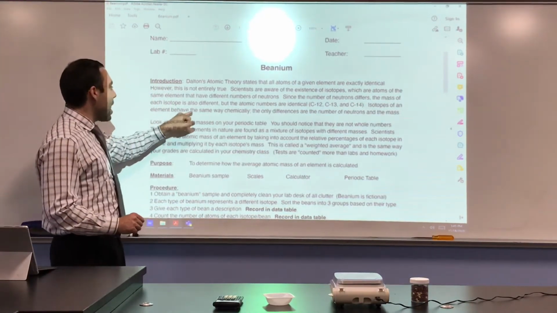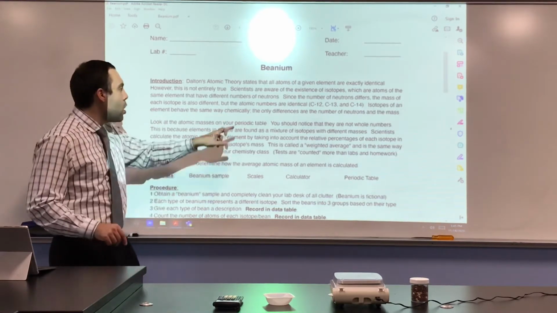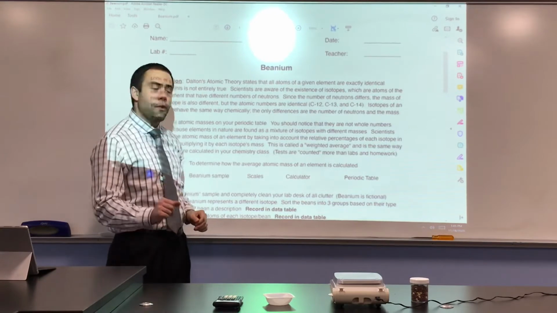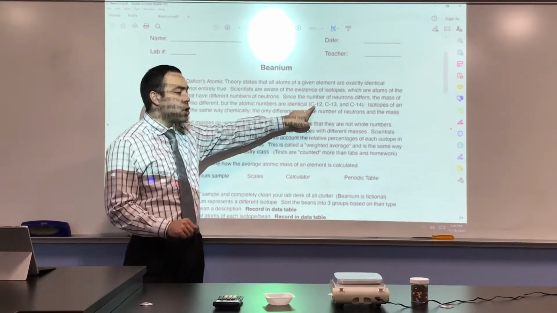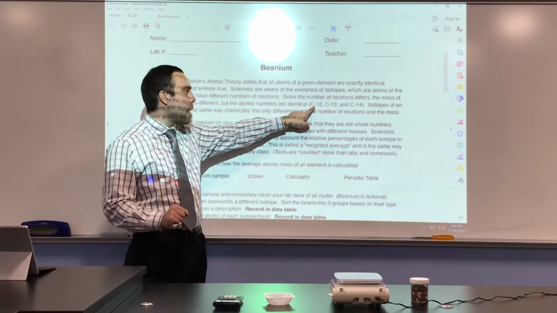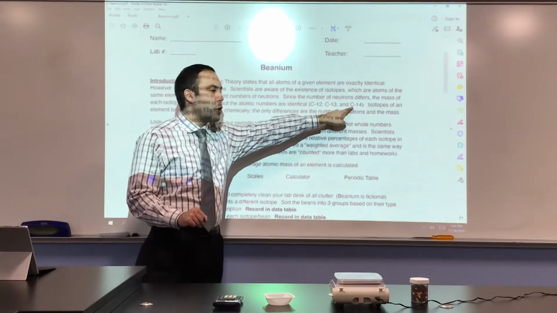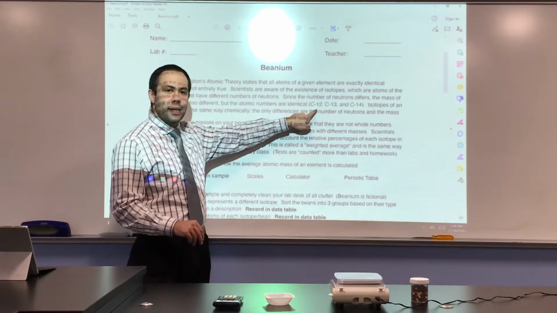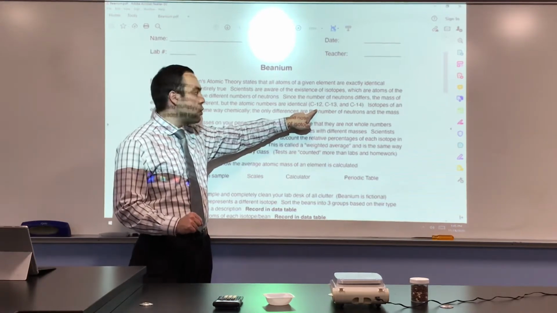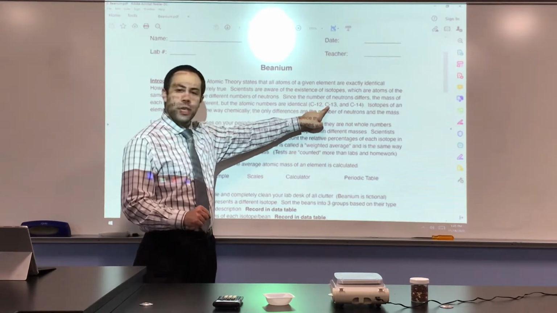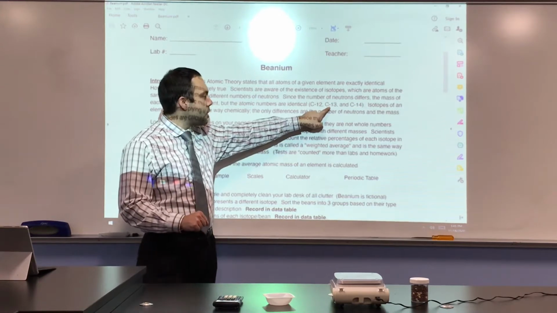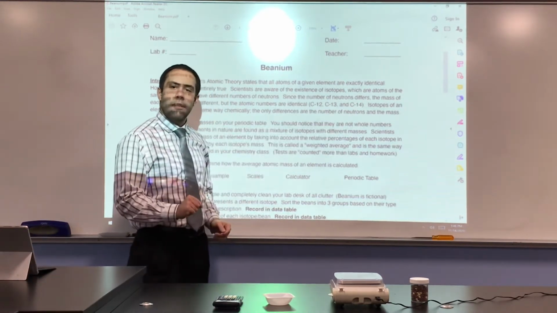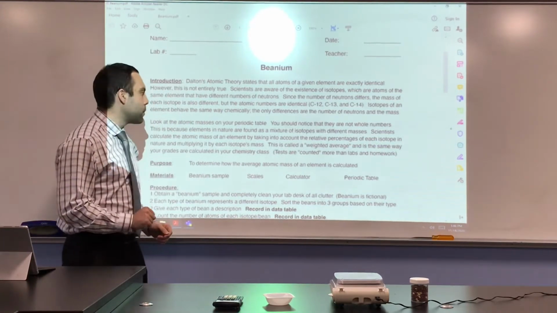Isotopes of an element behave the same way chemically. The only differences are the number of neutrons and the mass. So for example, carbon-12 has 6 protons, so does carbon-13, carbon-14. They all have 6 protons. However, carbon-12, 12 minus 6, has 6 neutrons. Carbon-13, 13 minus 6, has 7 neutrons. And carbon-14, 14 minus 6, has 8 neutrons.